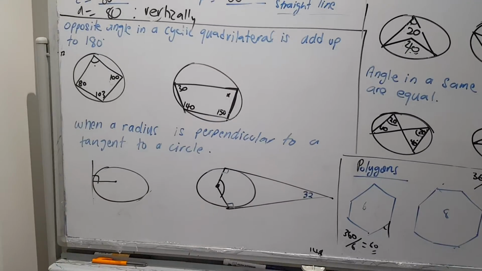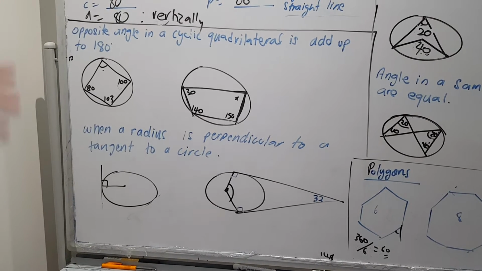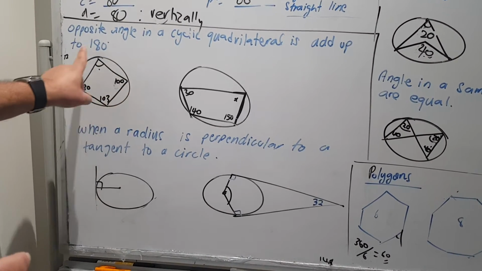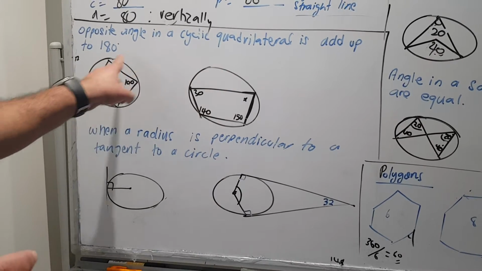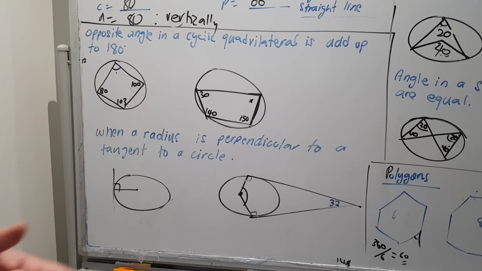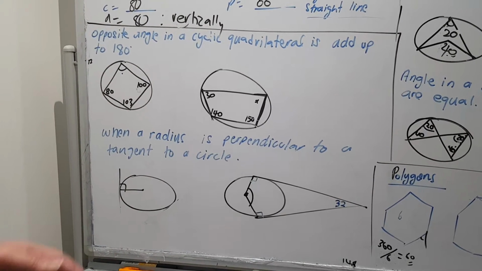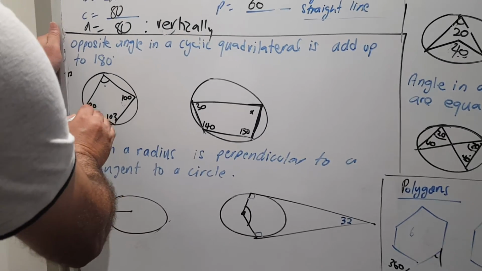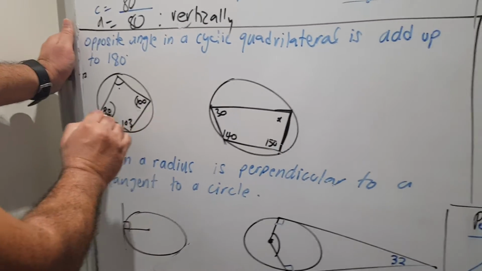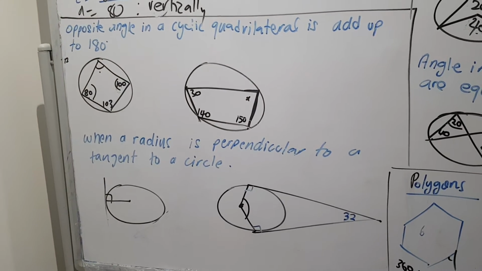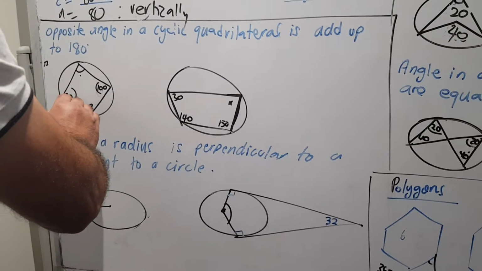Okay. Then the next one is the cyclic quadrilateral. Why? These are a cyclic quadrilateral because there is a four-sided figure inside a circle. So we say it's a cyclic quadrilateral. Okay. So if this is 80, that's 100. So the opposite angles in a cyclic quadrilateral add up to 180. So if this is 80, that's 100.